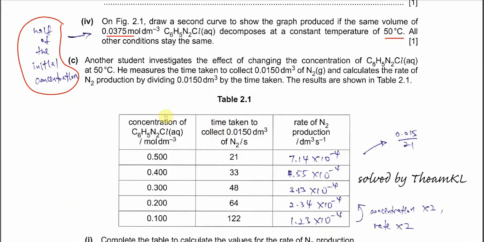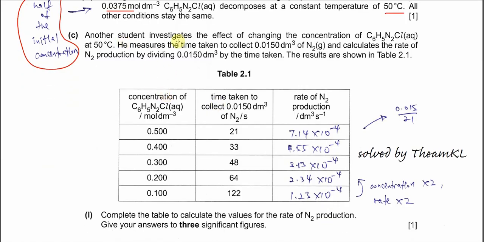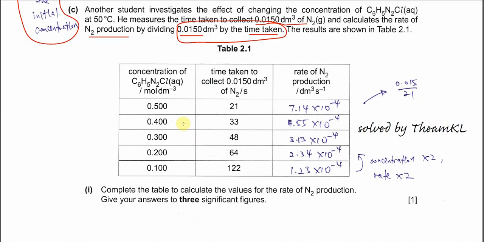Okay, so now part C. Another student investigates the effect of changing the concentration of benzene diazonium chloride at 50 degrees C. He measured the time taken to collect 0.015 dm cube of nitrogen and calculates the rates of nitrogen production by dividing 0.015 by time taken. So you just use this one and fill up the table. First one, let's say 0.5 over 21, so you get this. 0.4 over 33, you get this, and you do the rest. Make sure it's 3 SF.